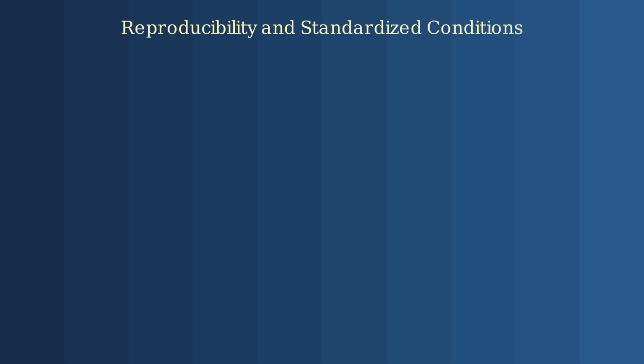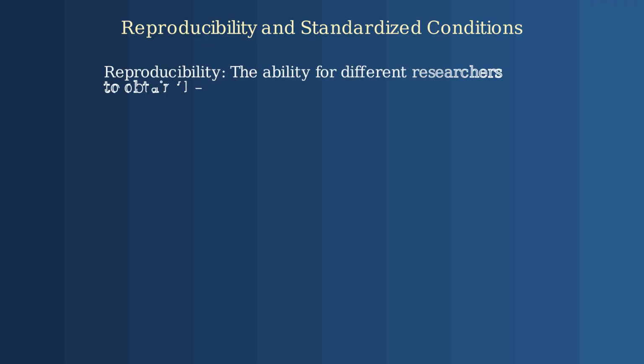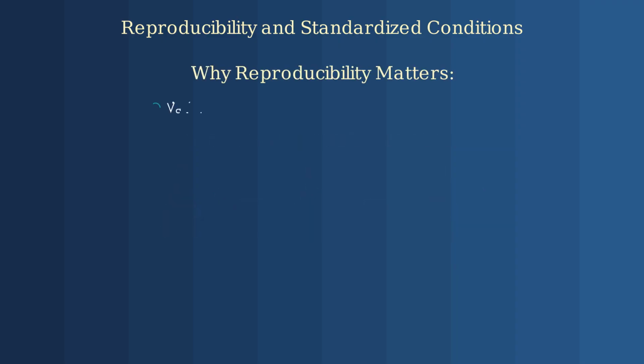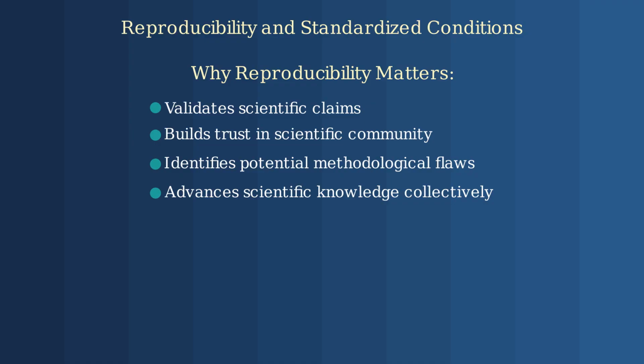Reproducibility and standardized conditions form the backbone of scientific credibility. Reproducibility refers to the ability for different researchers to obtain the same results when repeating an experiment using identical methods. When multiple labs can reproduce the same findings, it significantly strengthens our confidence in the results. Reproducibility is crucial because it validates scientific claims, builds trust in the scientific community, helps identify potential methodological flaws, and allows for collective advancement of knowledge.